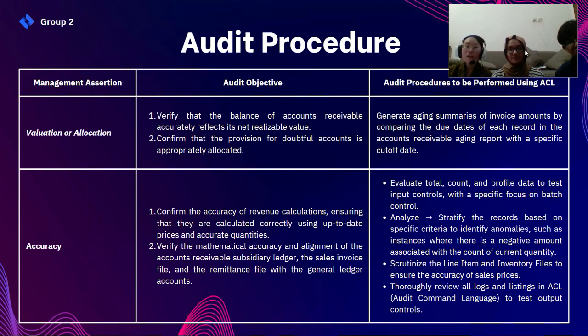And for the next, which is the last assertion, accuracy, our first objective is to confirm the accuracy of revenue calculations, ensuring that they are calculated correctly using up-to-date prices and accurate quantities. The second is to verify the mathematical accuracy and alignment of the accounts receivable subsidiary ledger, the sales invoice file, and the remittance file with the general ledger accounts. The procedures will be further explained in our video.